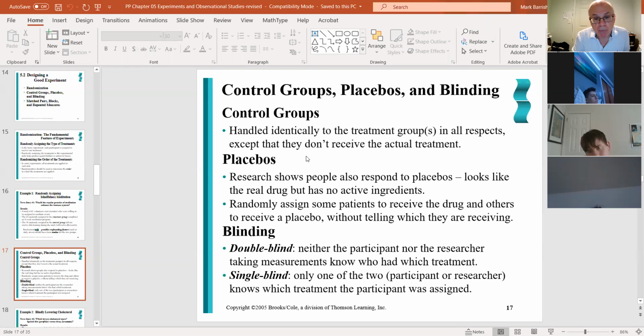It's going to look like the real drug and maybe taste like the real drug, but it doesn't have the actual ingredients of the drug. So the people who are receiving the drug and the people receiving the placebo don't know which one they're getting, because it looks exactly the same and tastes exactly the same when they take it. They're being randomly assigned to the two groups. The participants don't know which one they have, and that's called blinding. Blinding means the participants don't know whether they received the placebo or the real drug.